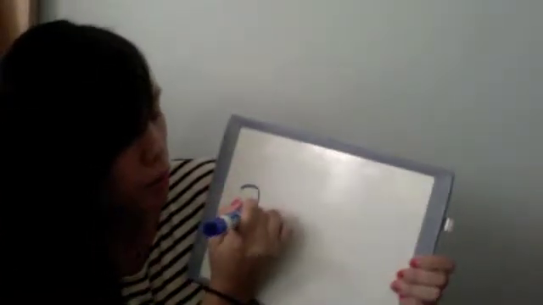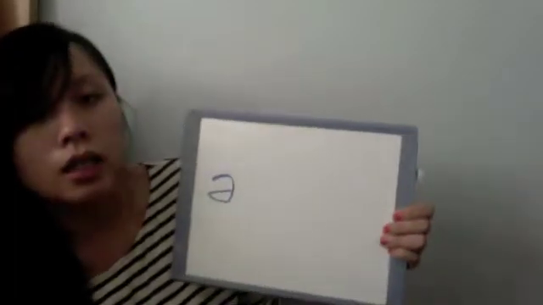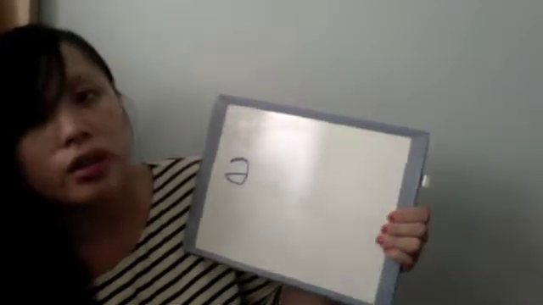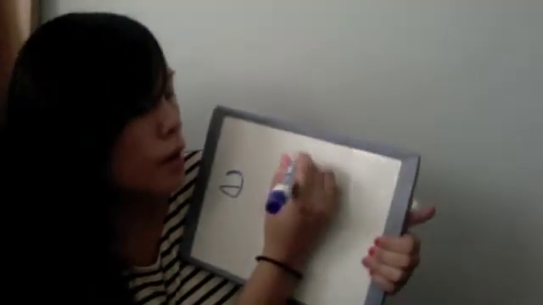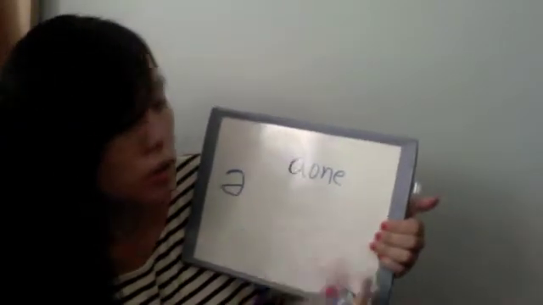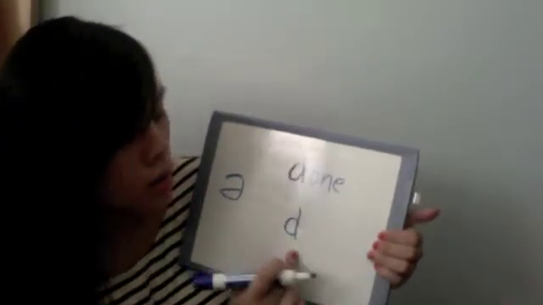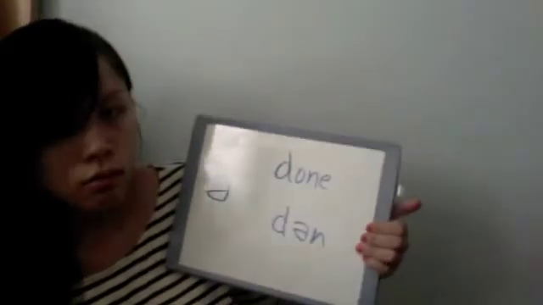Now the next one is going to look like an upside down E. And this upside down E has the sound of an uh. So if I gave you the word done, it would be d-uh-n. So D, uh, n. Done.